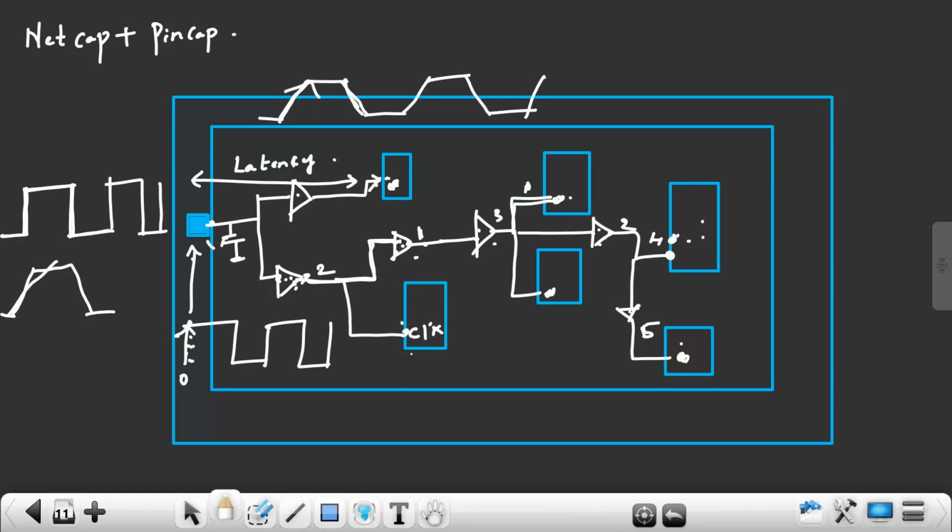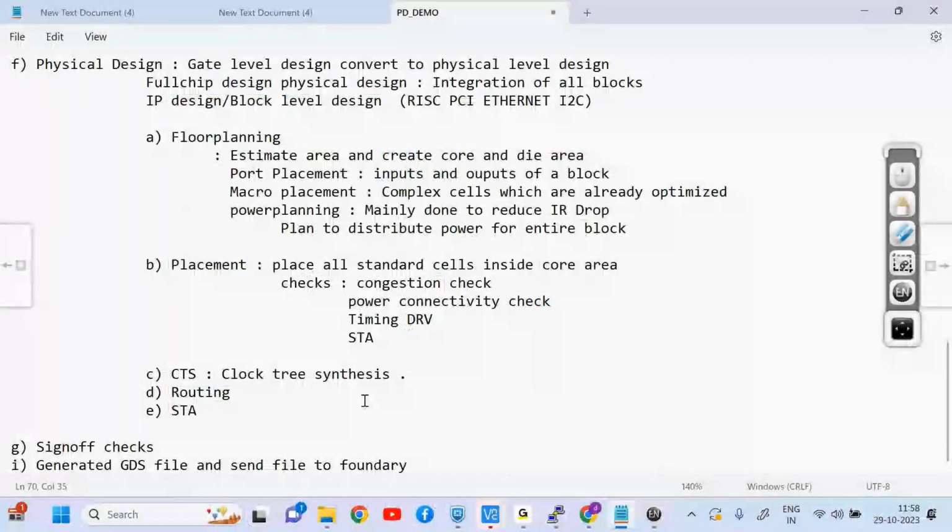Because of this insertion delay, meaning whatever buffers we have inserted, the clock edges may reach later to the flip flops, but the shape is maintained. The clock shape is maintained. That is why we build a clock tree: to maintain the clock shape. Or else, instead of a square wave, I will be getting a triangular wave. That is what clock tree synthesis is. Build a clock tree using what? Using buffers and inverters.